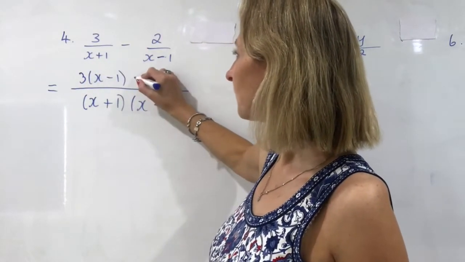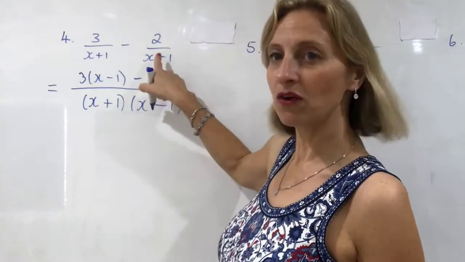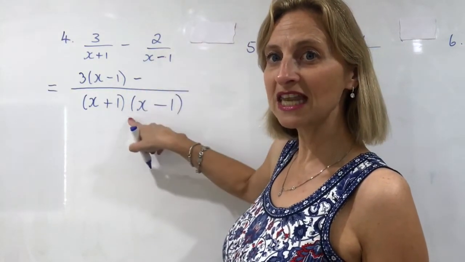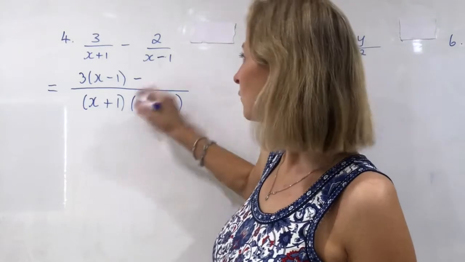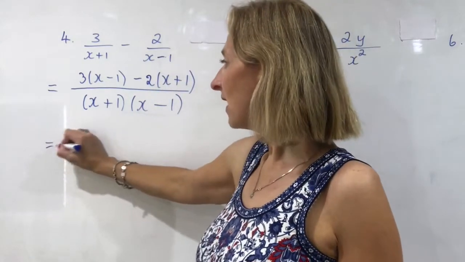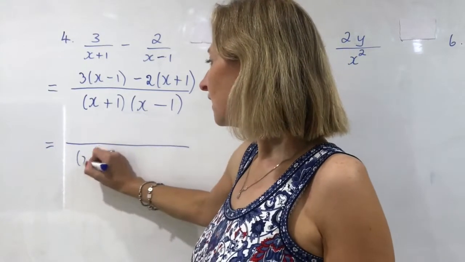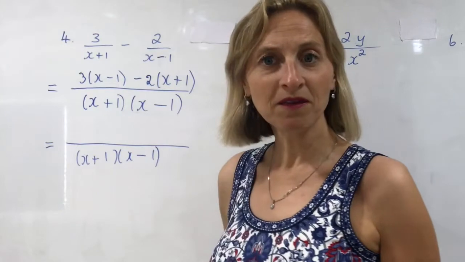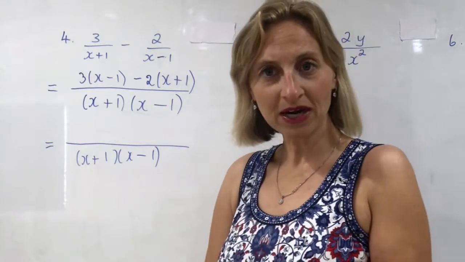What's missing on the second fraction? Or what do you need to multiply that by to get that? x plus 1. Good, if you said that. So it's 3 times x minus 1 minus 2 times x plus 1. I now have a common denominator. All I need to do now is to simplify the top correctly, expand the brackets, and collect like terms.